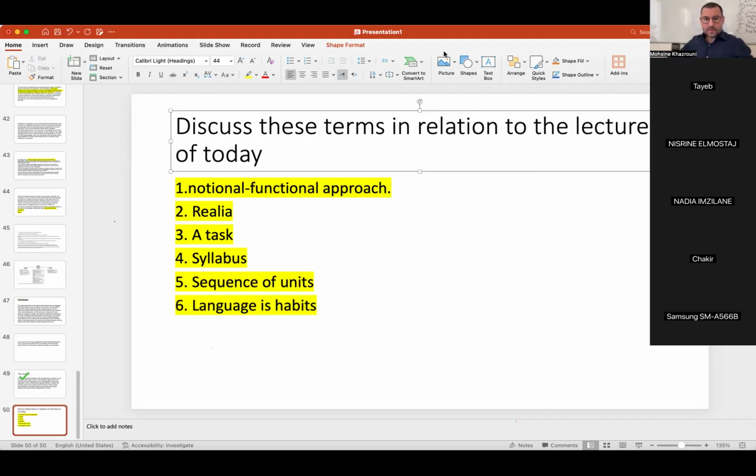Sir, can I answer number 6, language is habits? Yes. So the idea that language is habits means we learn a language by repeating patterns until they become automatic, just like forming habits in daily life. Additionally, instead of only studying rules, learners practice using the language regularly, so it becomes natural. Good. For example, sir, if students practice saying "How are you" every day, it becomes a habit, and they can use it easily in real conversations without thinking about grammar.